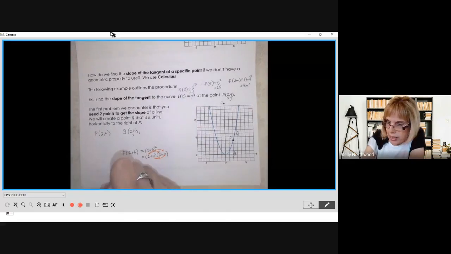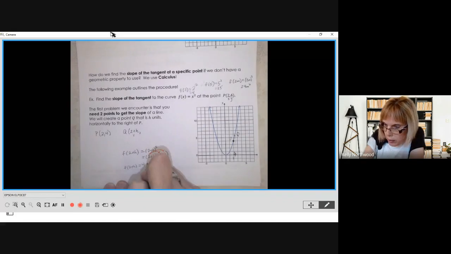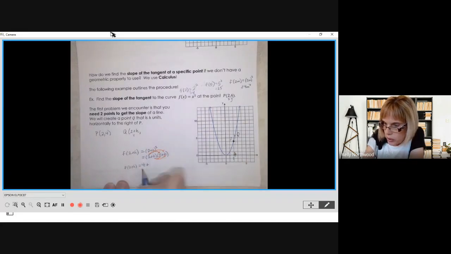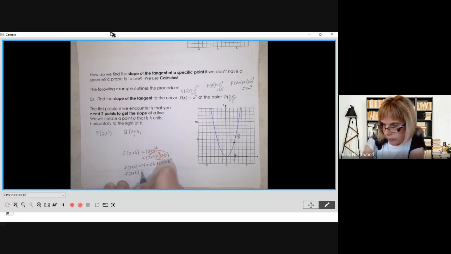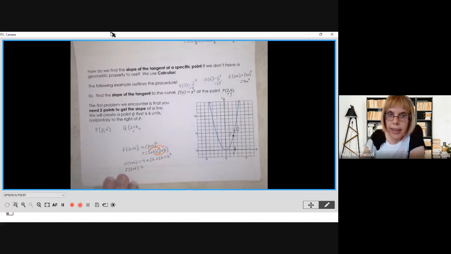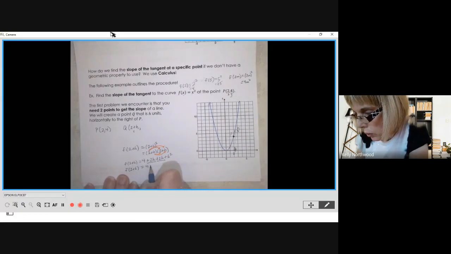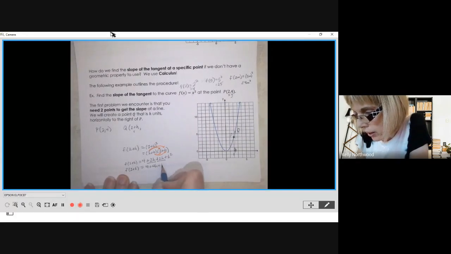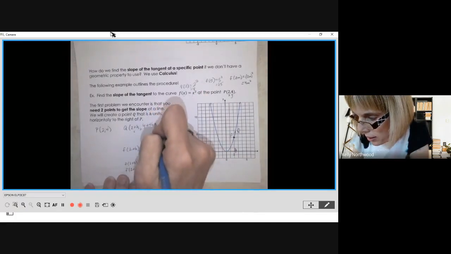So f at 2 plus h is going to be 4 plus, so that's 2 times 2 is 4. 2 times h is 2h. h times 2 is also 2h. And h times h is h squared. And then these are like terms, the two h's. So we get 4 plus 4h plus h squared, which is exactly what was said.